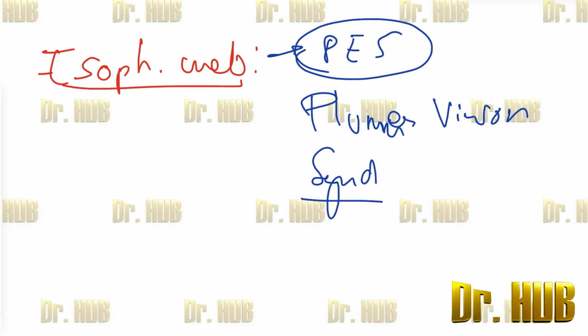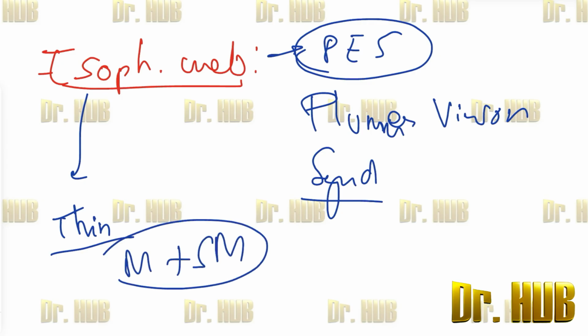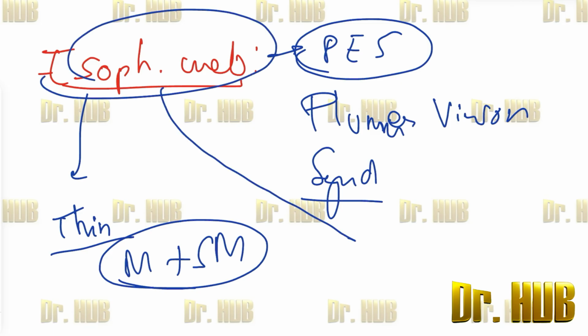Esophageal webs are thin membranes of normal esophageal tissue, and they contain the mucosa plus the submucosa. This is the esophageal web, and the translucent part denotes the esophageal web.